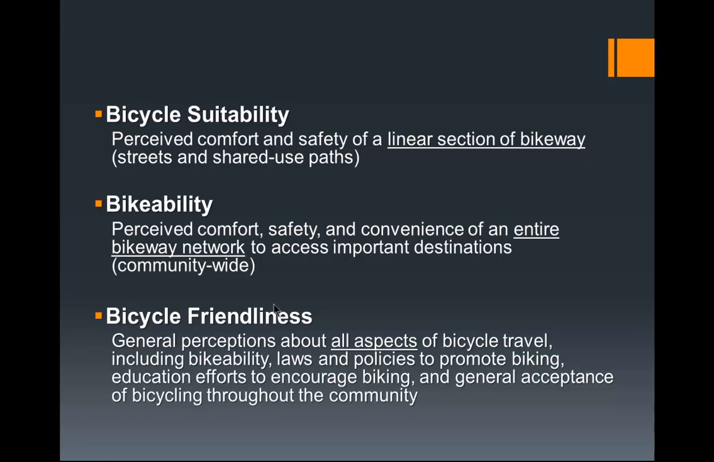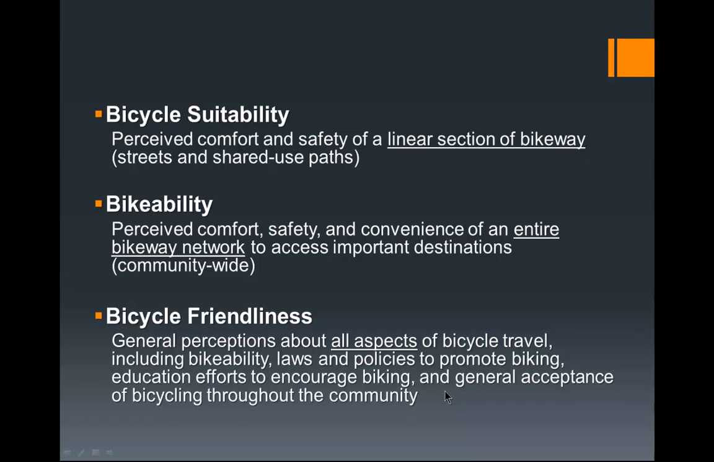Bicycle suitability is the perceived comfort and safety of a linear section of bikeway. Bikeability, on the other hand, is somewhat different. It's the perceived comfort, safety, and convenience of an entire bikeway network. In other words, it's a community-wide assessment compared to the assessment which is just of one small, perhaps short section of bikeway. Bicycle friendliness is an assessment of all aspects of bicycle travel, particularly assessing the general acceptance of bicycling in the community.